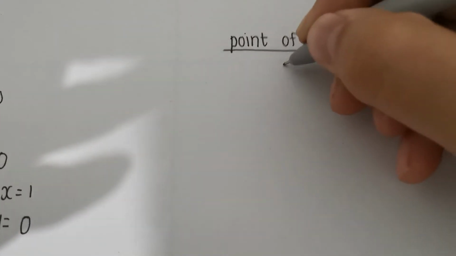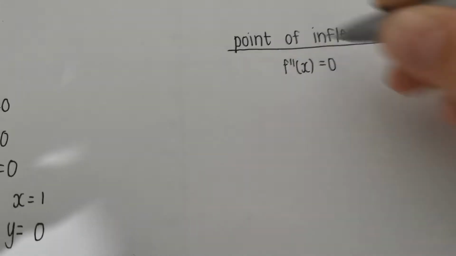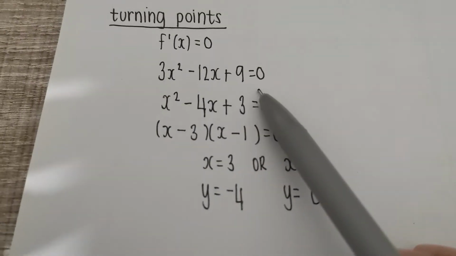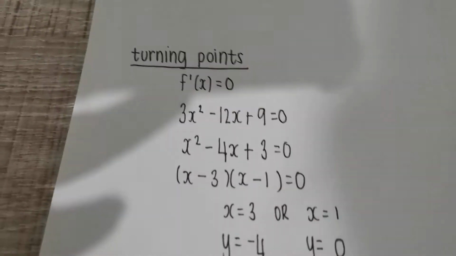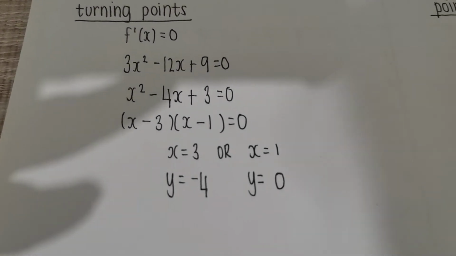Now we need to find the point of inflection. So this here we know is the second derivative equal to 0. So we've got the first derivative here. We're going to find the second derivative. So that's going to give us 6x minus 12. Okay, and this here has to be equal to 0.